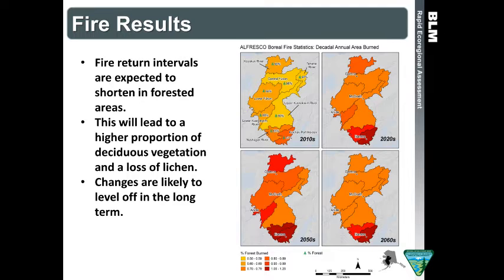But the take-home message here: fire return intervals are expected to shorten in forested areas. Definitely, a very clear picture that fire would become more frequent. In other words, the average age of the vegetation in forested areas would become younger. Younger vegetation in forests means a higher proportion of deciduous vegetation. Obviously, you burn black spruce and white spruce, and it at least temporarily resets to birch and aspen, and also to a loss of lichen.